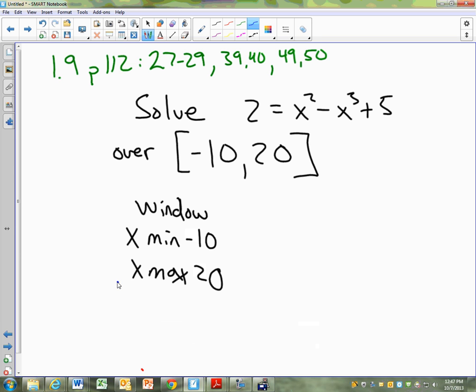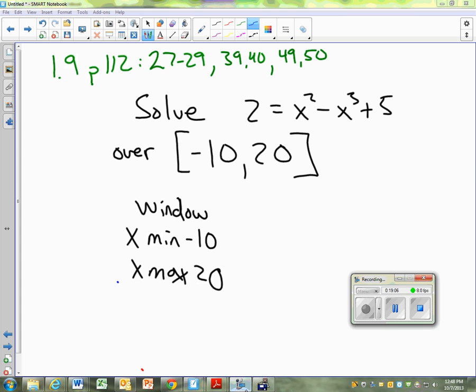1.9, page 112, numbers 27 through 29, 39 through 40, 49 through 50, so there's 7 problems. If they state this as a problem and they say over a given interval, they give you an interval, that just means you can set your x min to that and your y max to that. That might help you see a better graph. So you might see something added to the type of examples we did. All it means is that they're just trying to help you find a good picture of the graph, and that's really all there is to it. So let me stop.